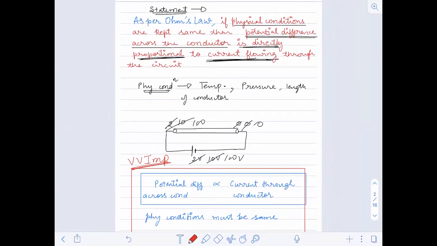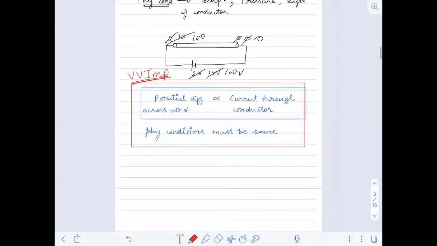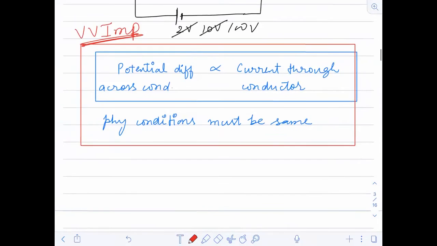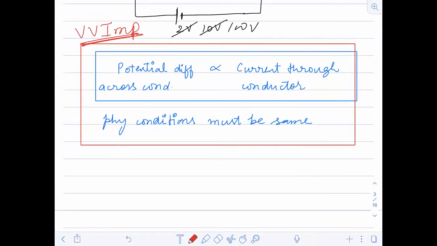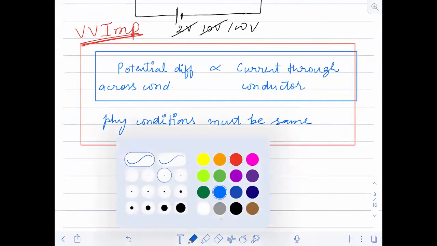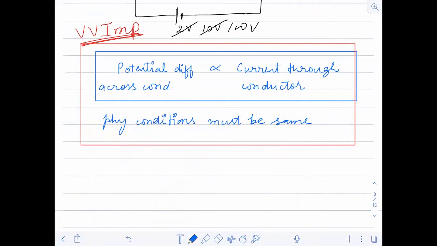I'm moving on. Now, potential difference is directly proportional to the current. In equations, the potential difference we denote by V, and the current by I. So V is directly proportional to I.